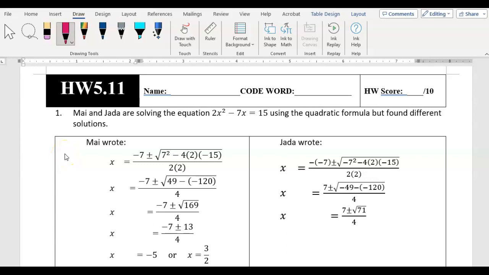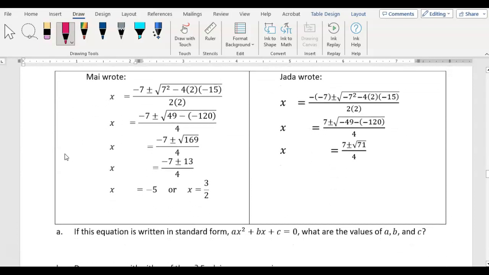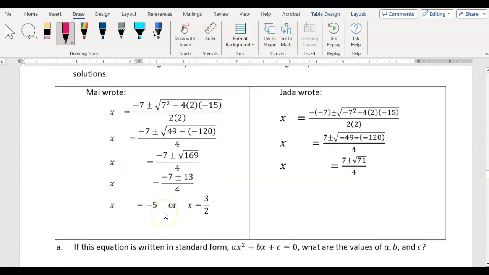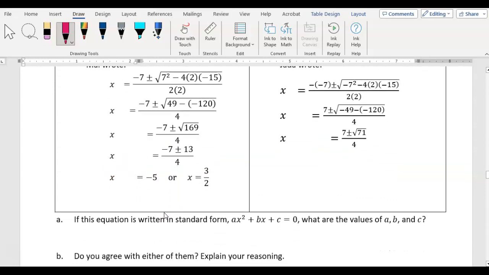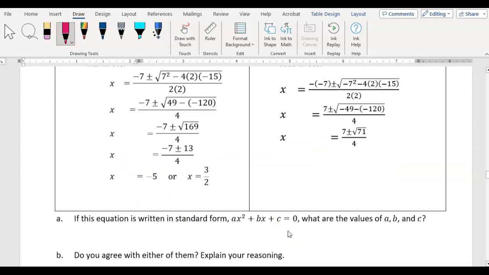So today we looked more at the quadratic formula, but with specific situations. So we have this first one where Maya and Jada are solving this equation, but they found different solutions. If this equation is written in standard form, what are the values of A, B, and C?